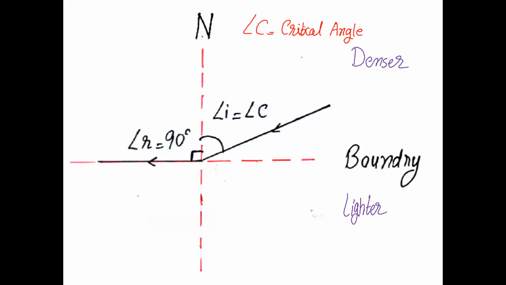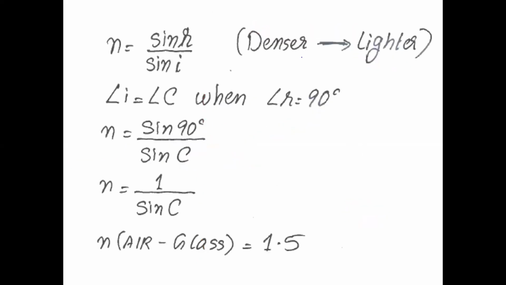Have you copied it? Yes. This is called critical angle. Now, there is a small derivation. When you are traveling denser to lighter, the formula is sine R upon sine I. Angle I is equal to angle C. So when angle R is 90, sine 90 in the calculator is 1. When you move forward, you can get a formula n is equal to 1 upon sine C.